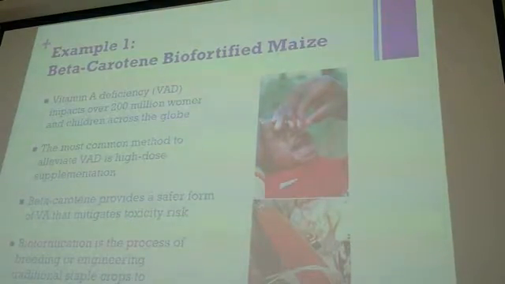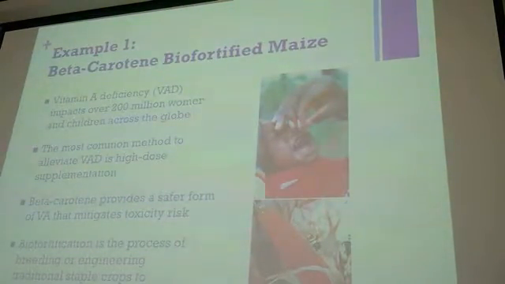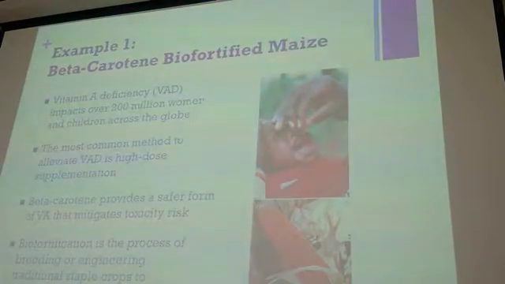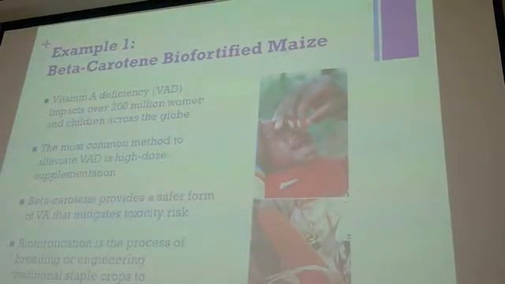So I studied vitamin A deficiency for my PhD thesis. Vitamin A deficiency is one of the major micronutrient deficiencies in the world. It's actually the third leading micronutrient deficiency, and it impacts over 200 women and children across the globe. It is the leading cause of preventable blindness in children, and many children, after they lose their eyesight, don't survive that year. So it's a big deal, and something that many different groups of people are working on trying to solve and alleviate.